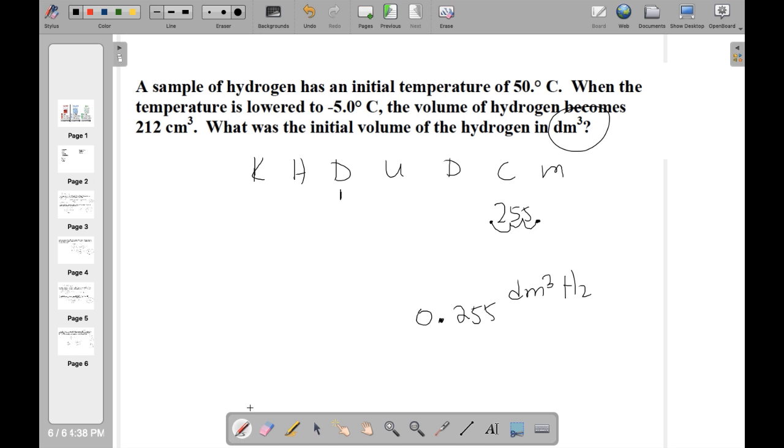Read the problem a couple of times, write down the equation, and then plan your attack. Understand what you need before you start just writing things down and trying to do some math. If you do that, you will be successful.